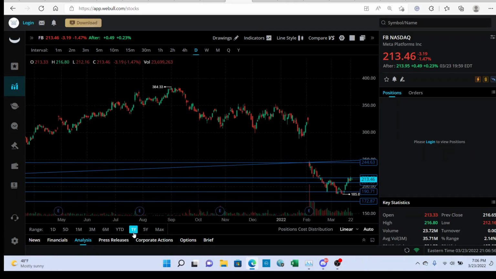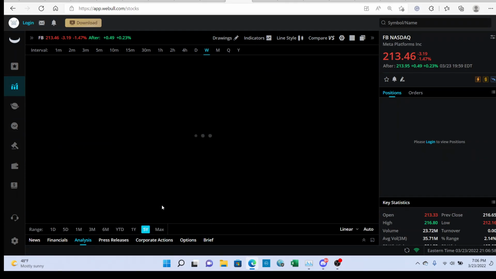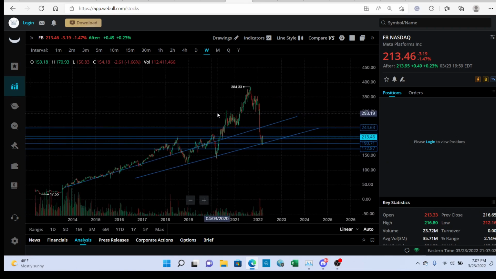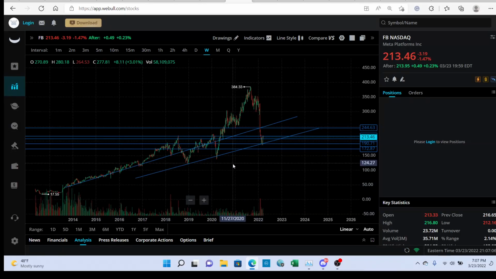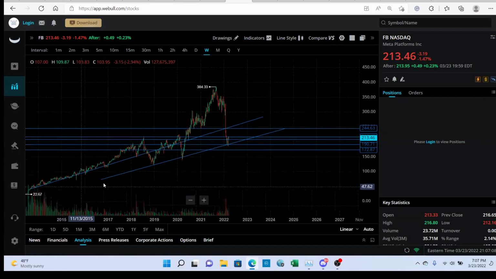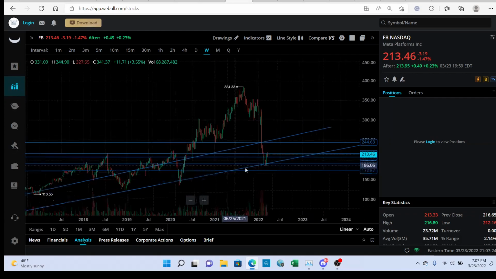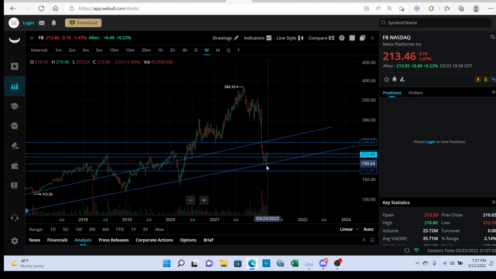Let's go on the 5-year. This has a trend line that goes back pretty far. It goes all the way back to 2014, and it's catching most of the price action. And we have this trend line that's catching most of the crashes. So you can see right here, it basically caught this 190 area.